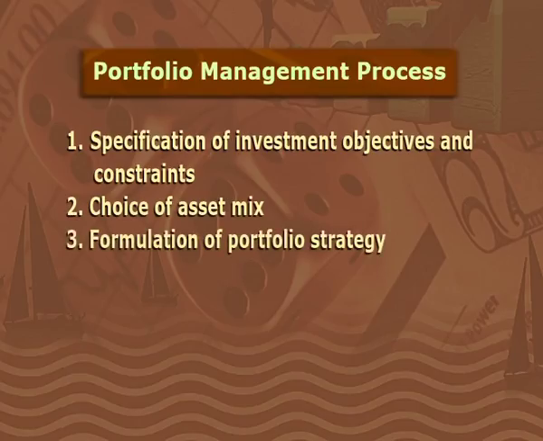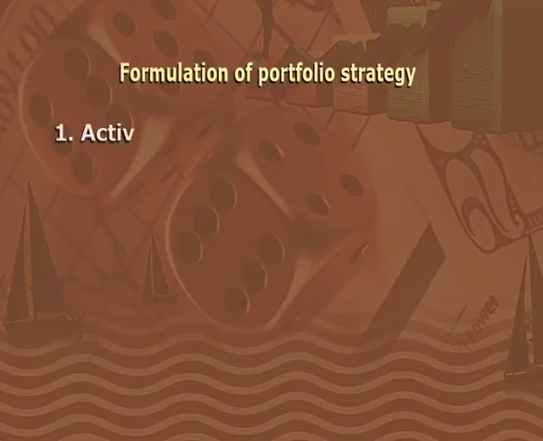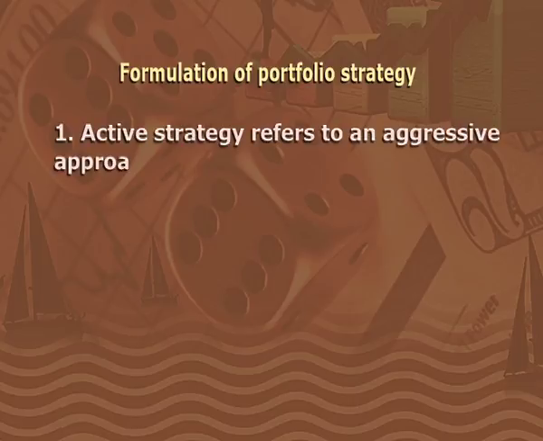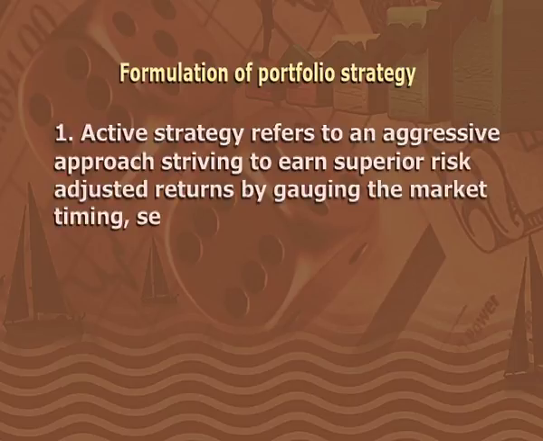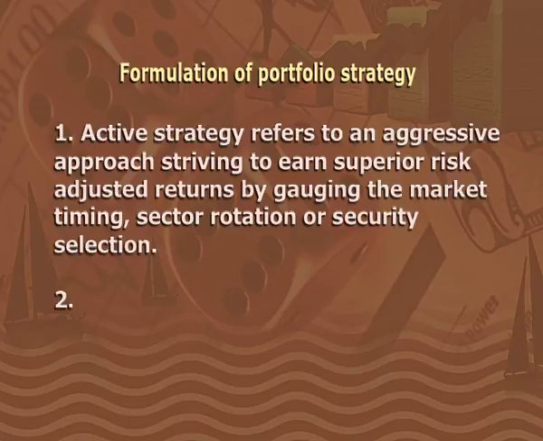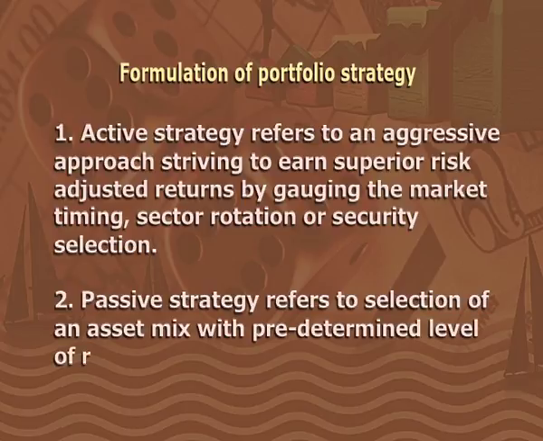Step 2. Choice of asset mix. Assets broadly are a mix of risk and return. It is basically concerned with proportion of stocks like equity shares or equity-oriented mutual funds and bonds like fixed investment options. Step 3. Formulation of portfolio strategy. There are broadly two portfolio strategies. Active strategy refers to an aggressive approach striving to earn superior risk-adjusted returns by gauging the market timing, sector rotation, or security selection. Passive strategy refers to selection of an asset mix with predetermined level of risk exposure.